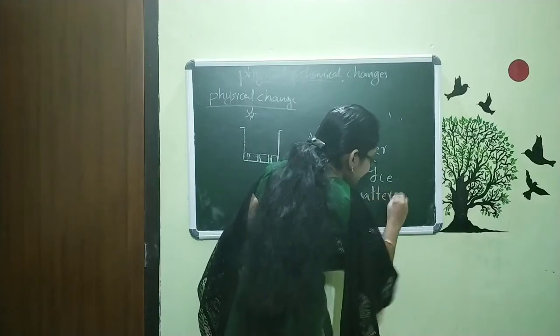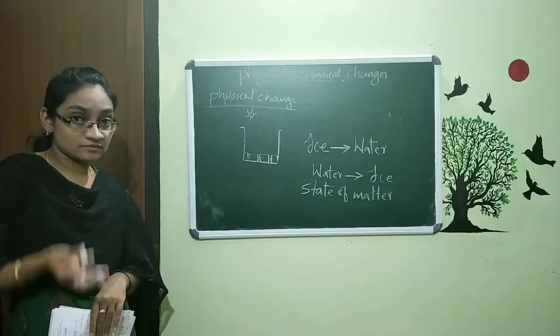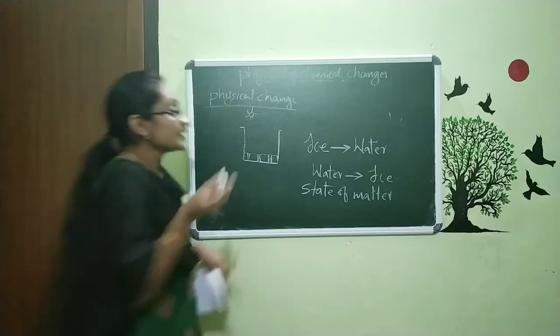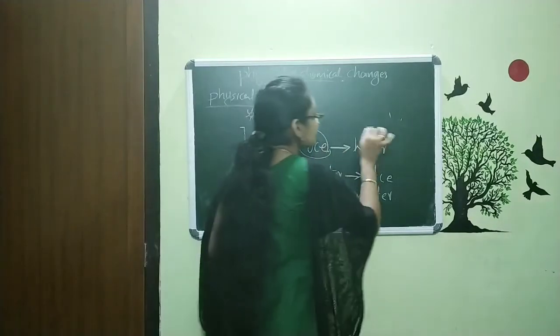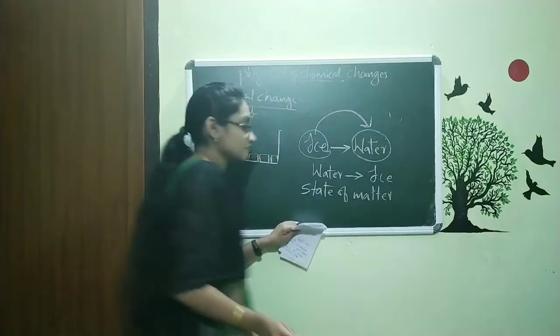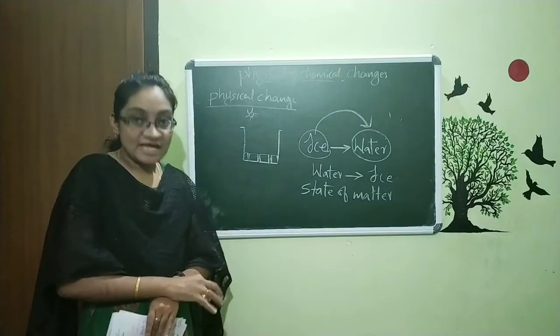You studied the states of matter from the 5th standard and all. So what is the state of matter? We know there is solid, liquid and gas. So here the change occurs: this ice is solid and water is what? Liquid. So solid is getting converted to liquid. So we can say there occurs a change in the state of matter.